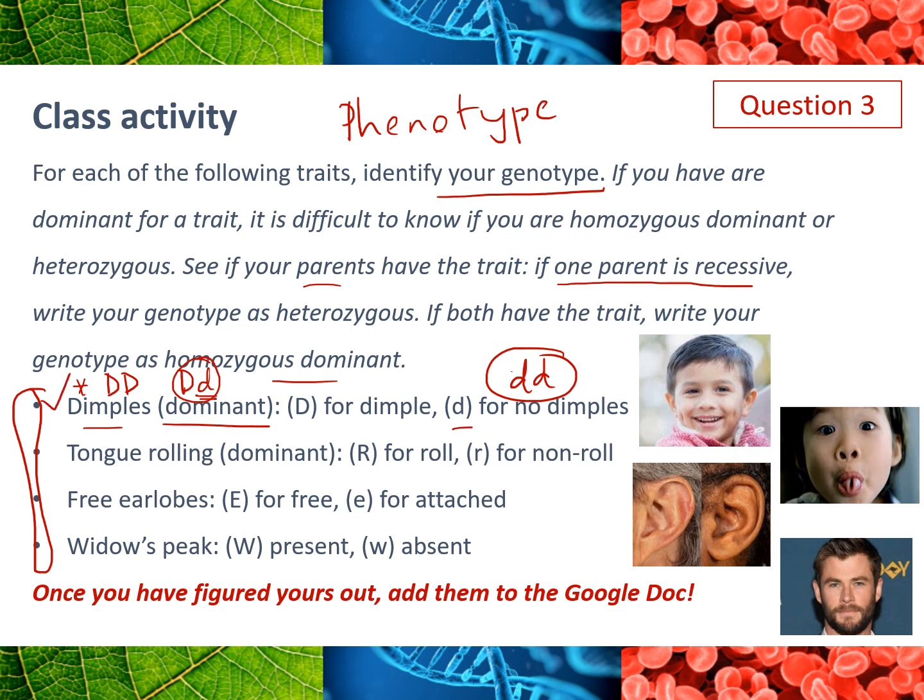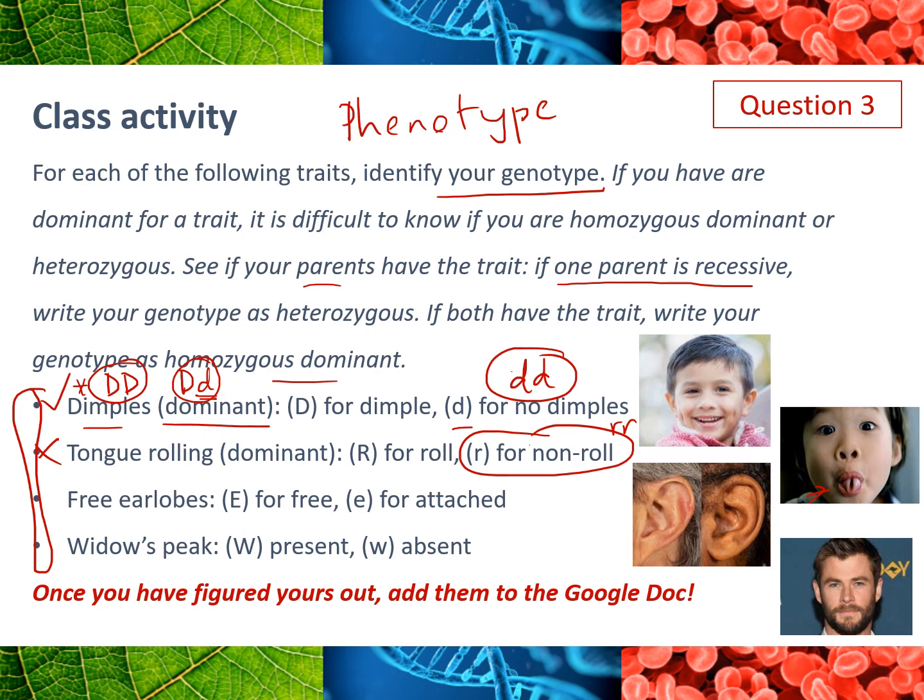Yep, I've got dimples. Both my parents have dimples, so I'm going to say that I am homozygous dominant. Tongue rolling, so can you roll your tongue out? No, I can't roll my tongue out, so I do not have that trait. I don't have the phenotype, and my genotype is homozygous recessive, and then the same for these next two.